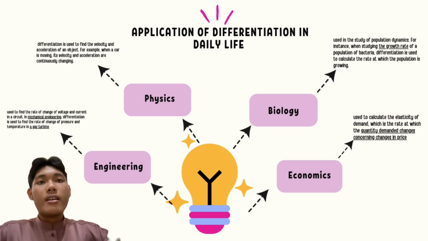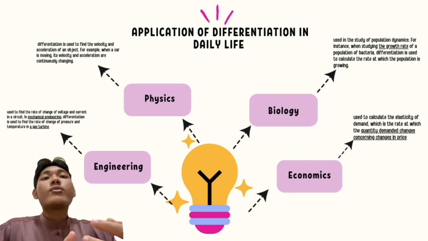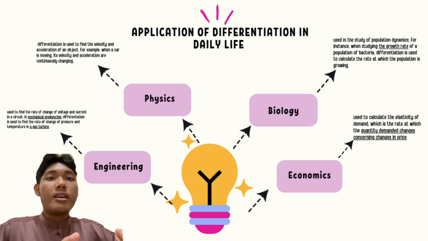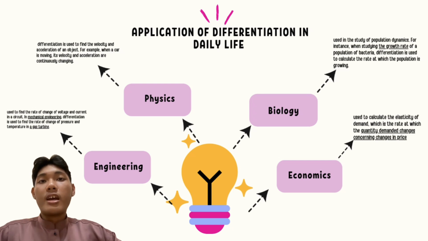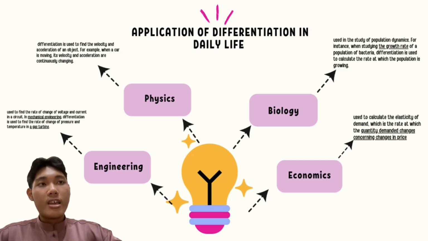So for the next one, it is in engineering fields. In engineering, differentiation is used to find the rate of change of variables in a system. For instance, in electrical engineering, differentiation is used to find the rate of change of voltage and current in a circuit. Meanwhile, in mechanical engineering, differentiation is used to find the rate of change of pressure and temperature in a gas turbine.